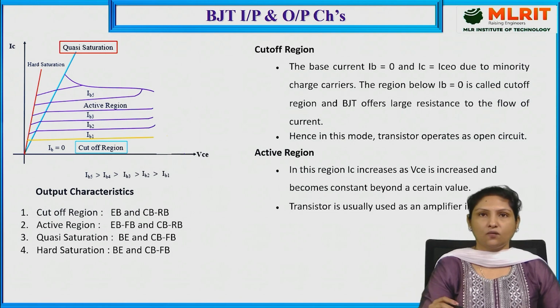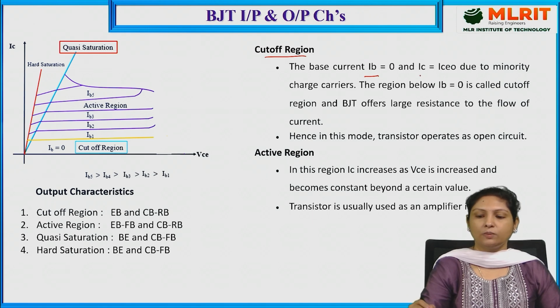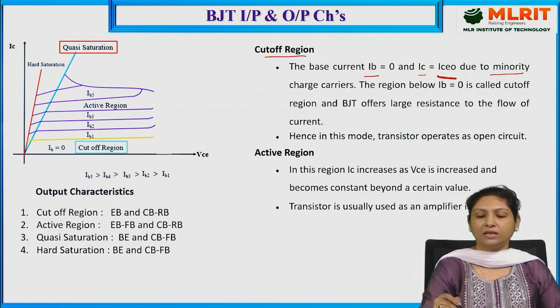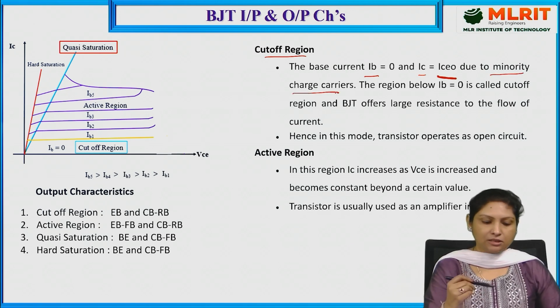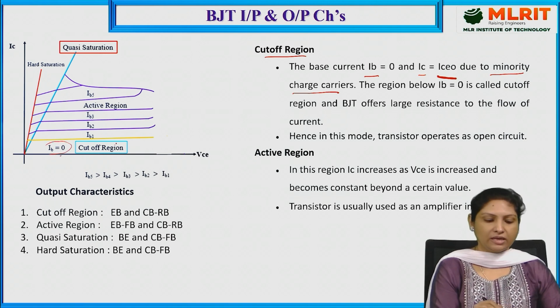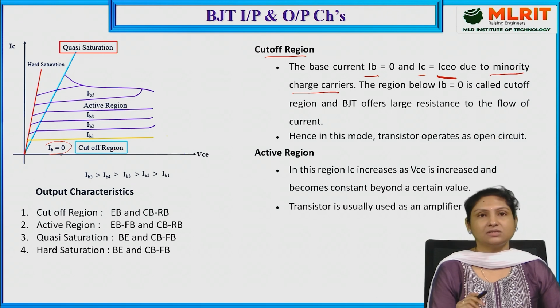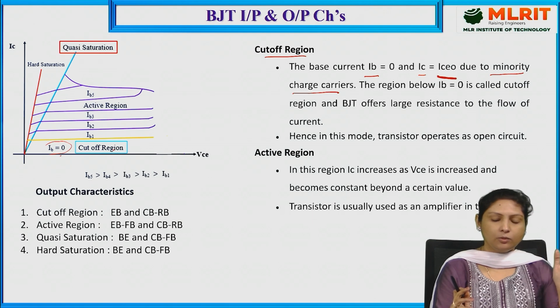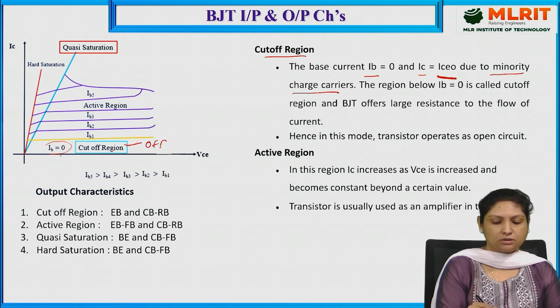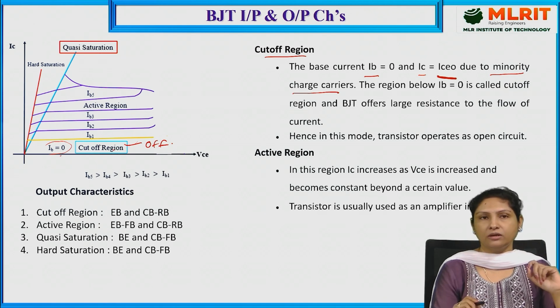This is the cutoff region where the base current is equal to 0 and collector current will be equal to the leakage current ICE0. This leakage current is basically due to the minority charge carriers. The region below this IB equal to 0 is nothing but the cutoff region, and the BJT offers large resistance to the flow of current. So in this mode, the transistor will be operating as an open circuit, or we can also call it an off switch. So that is all about the cutoff region.